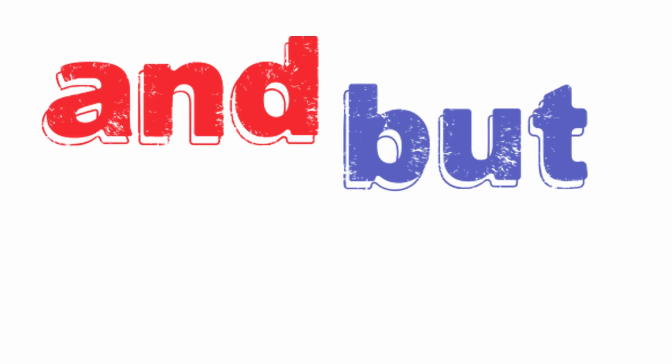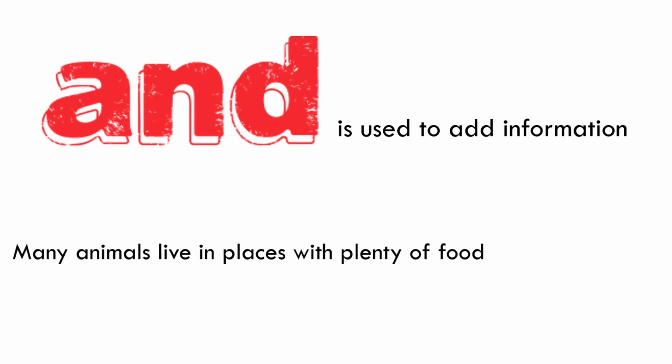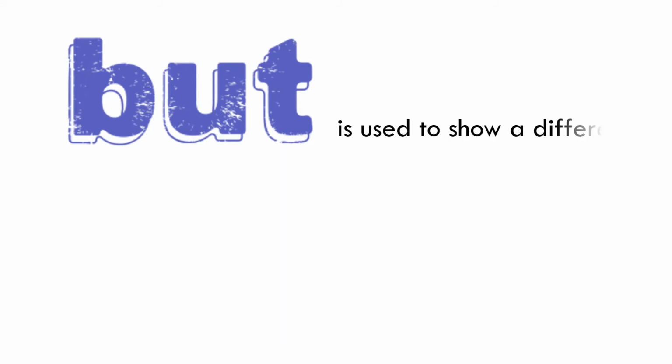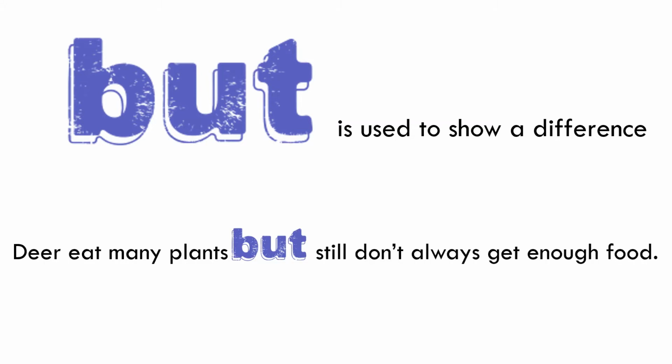There are four main coordinating conjunctions: and, but, or, and so. And is used to add information. For example, many animals live in places with plenty of food and water. But is used to show a difference. Deer eat many plants, but still don't always get enough food.